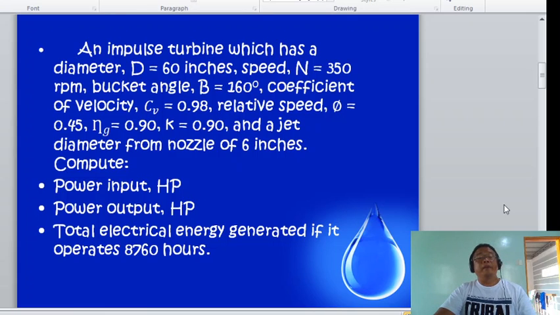Let us now consider this example. An impulse turbine which has a diameter of 60 inches, speed of 350 RPM, bucket angle of 160 degrees, coefficient of velocity of 0.98, relative speed of 0.45, and then the generator efficiency of 90%, factor K of 9.9, and a jet diameter from nozzle of 6 inches. Compute the power input, power output, and then total electrical energy generated if it operates at 8,760 hours.